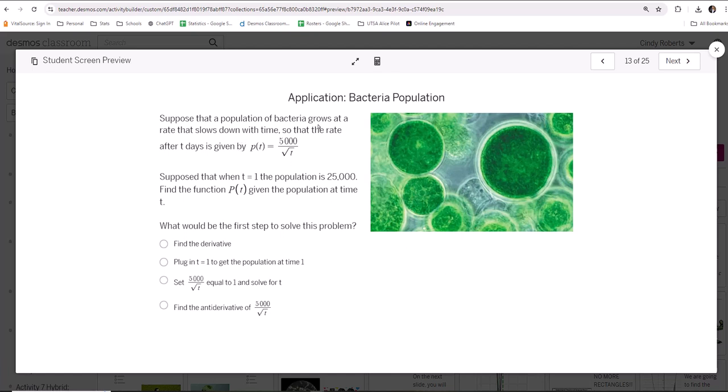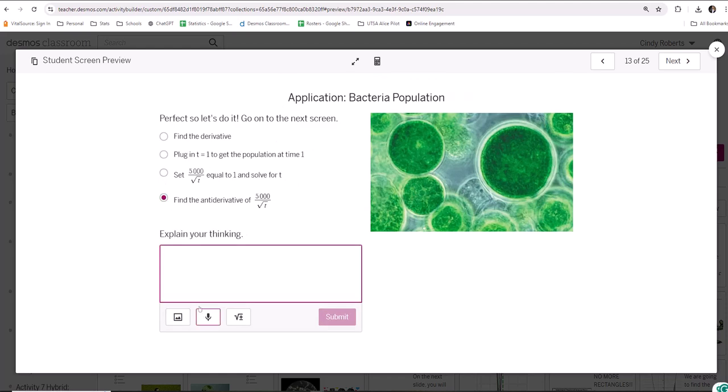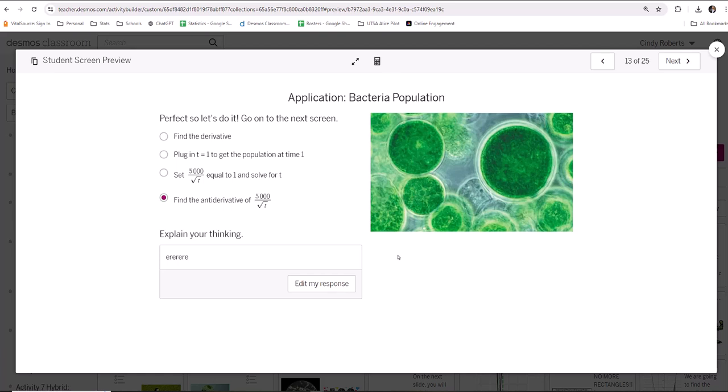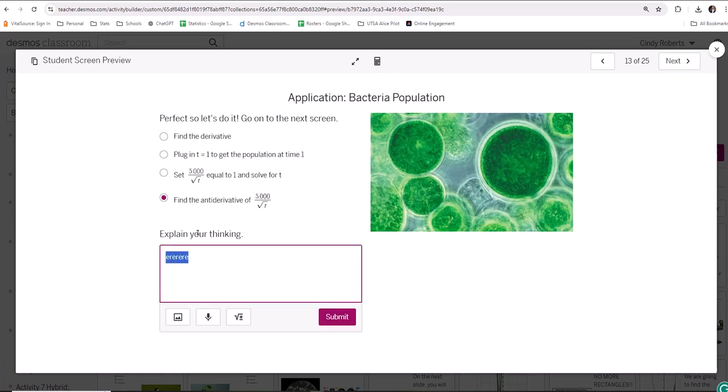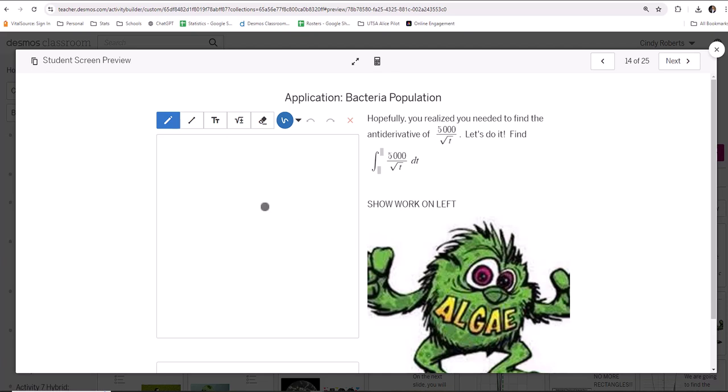This is probably the most important thing, because once you get the shortcuts down, you're going to go straight into applications. This means we are finding the antiderivative of this. Okay, because it says it grows at a rate. This is the rate, this is the derivative. We want to find the original function. So what we're trying to find is the antiderivative of this. No, please don't put that in there. So explain your thinking. I pretty much just told you everything.